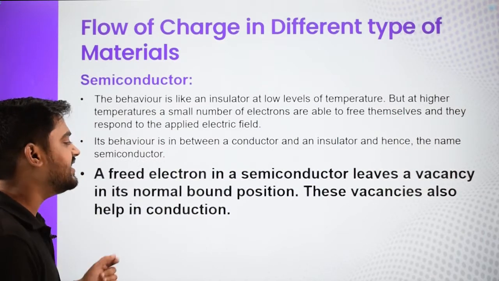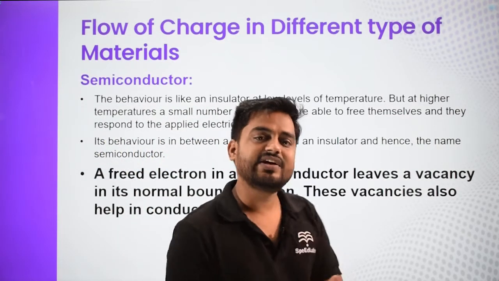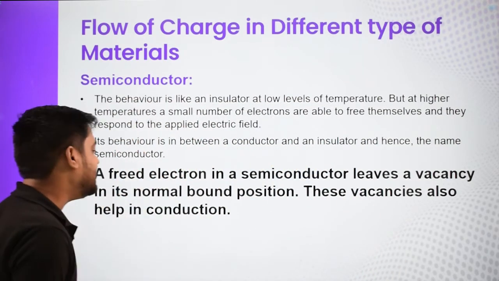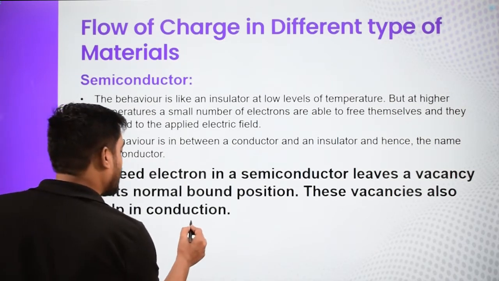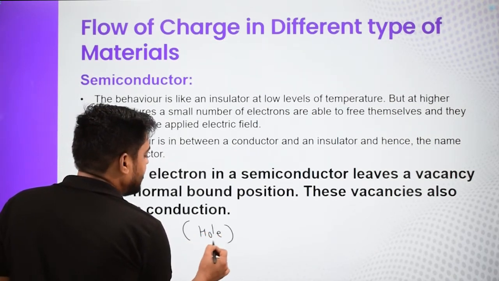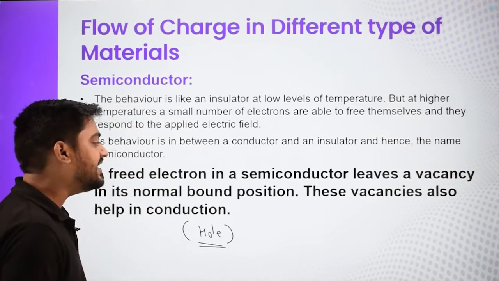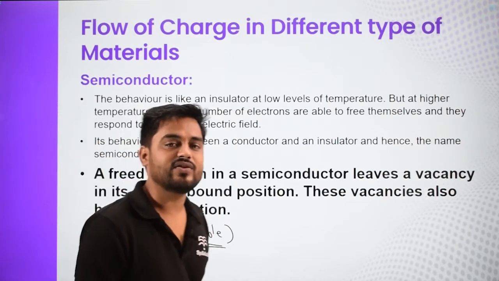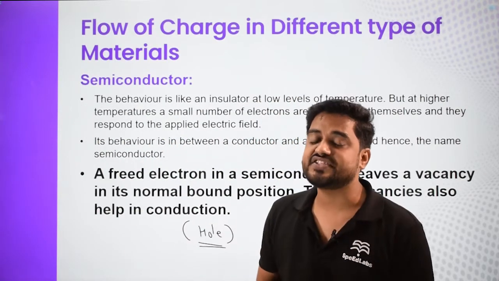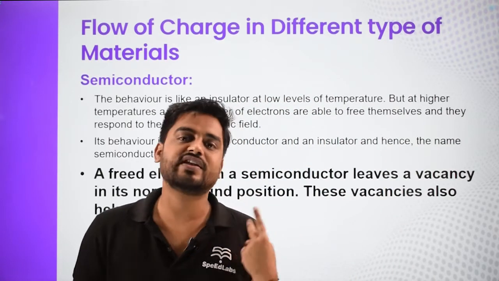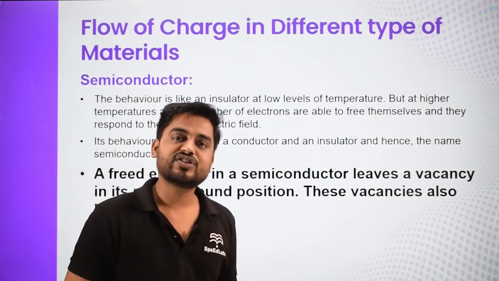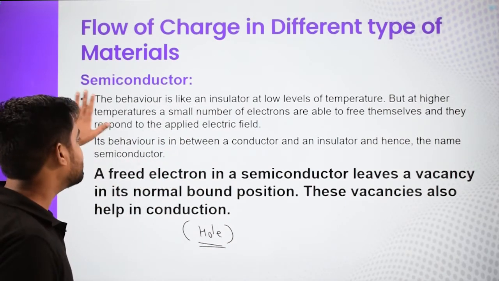Now, when electrons in a semiconductor leave their position to become free electrons, they leave a vacancy, and that vacancy is called a hole. These holes also help in conduction. So holes and electrons are the two things which help in conduction in a semiconductor. We will discuss more about semiconductors in the chapter on semiconductors, which we will study later. As of now, we'll just learn the basics.